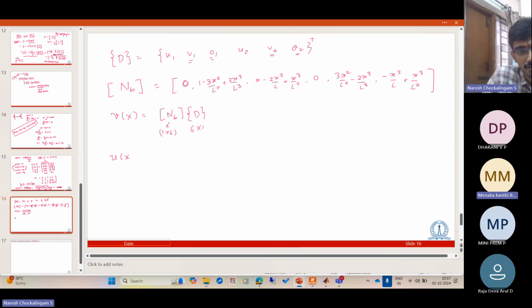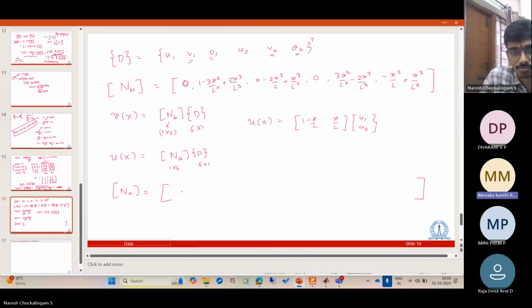Similarly, what do I do for U of x? Let me say U of x is N axial times D. We already saw that U of x is 1 minus x by L times U1, plus x by L times U2. Now, can you tell me what N axial will be? D is 6 cross 1, N axial is 1 cross 6. So what will N axial be? 1 minus x by L, 0, 0, x by L, 0, 0. Okay, so this is perfect. Now let us define these two.